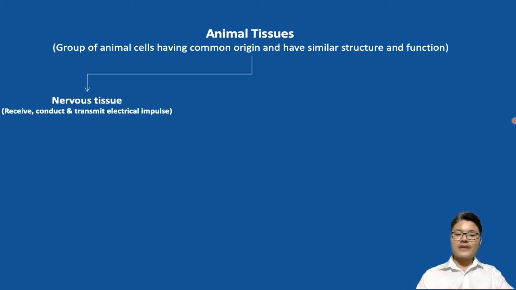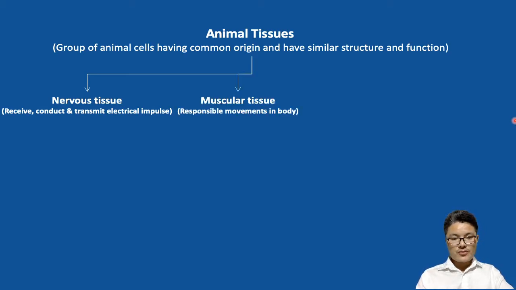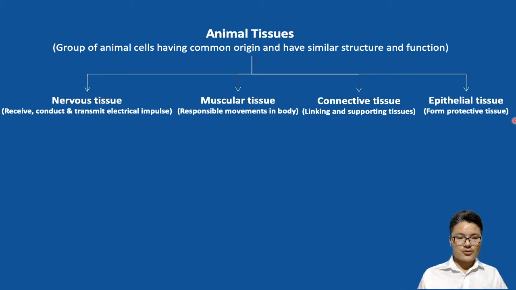Animal tissues can be categorized as nervous tissue, muscular tissue, connective tissue and epithelial tissue. Regarding nervous tissue, it forms the entire nervous system, and it is responsible for control and coordination of different parts of our body. By receiving electrical impulses from external stimuli, they carry the electrical impulse and transmit it to the next neuron, and in a way there is control and coordination of different organs in our body.